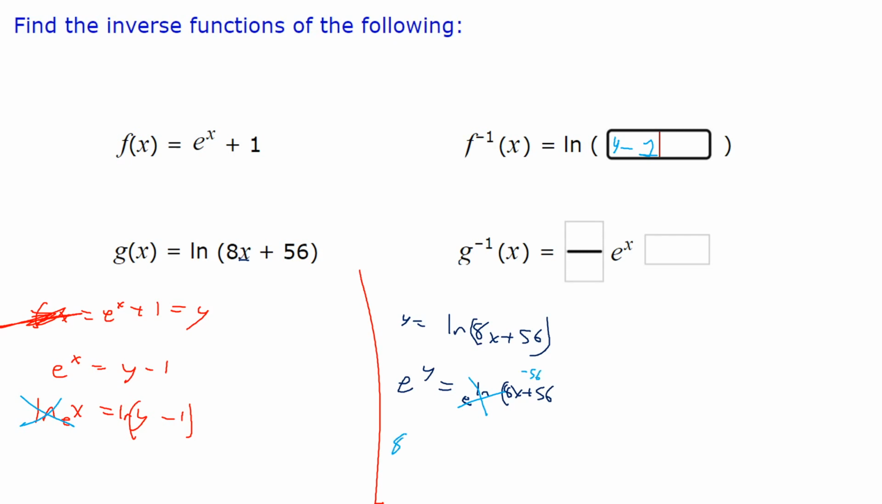So 8x is equal to e to the y minus 56. And so therefore x is equal to e to the y minus 56 over 8, which is equal to 7. So g inverse of x is equal to an eighth of e to the x plus 7. And so it's the same thing as an inverse function, only this time we're just using logs and exponentials.